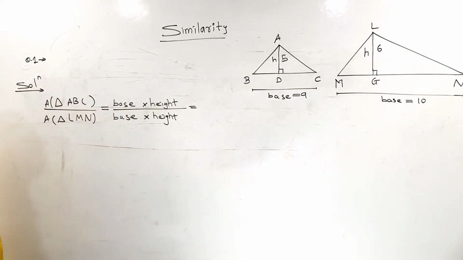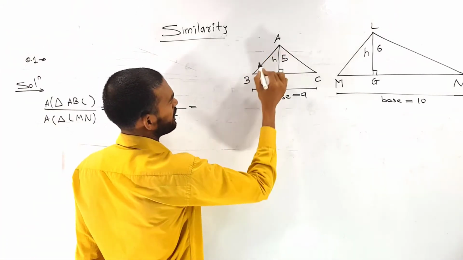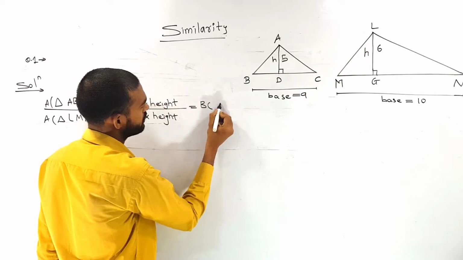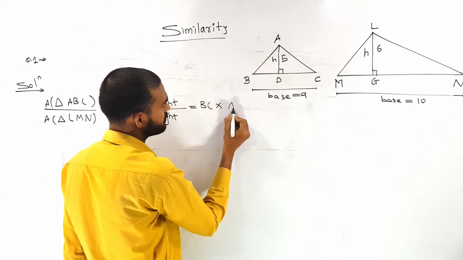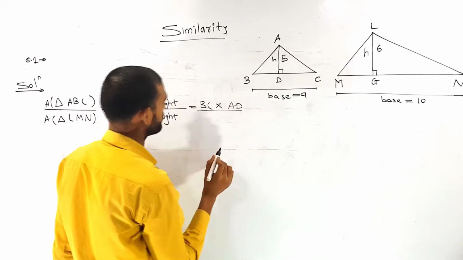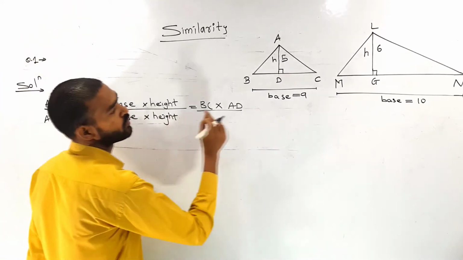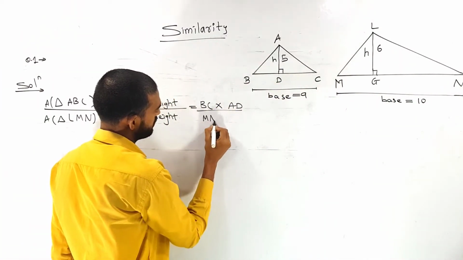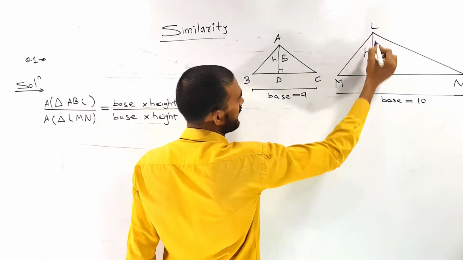Now let us see what is the base of first triangle ABC. Here my base is BC, into what is the height? Height is AD. Whole upon same base into height of another triangle. What is the base? MN, into what is the height? Height is LG.